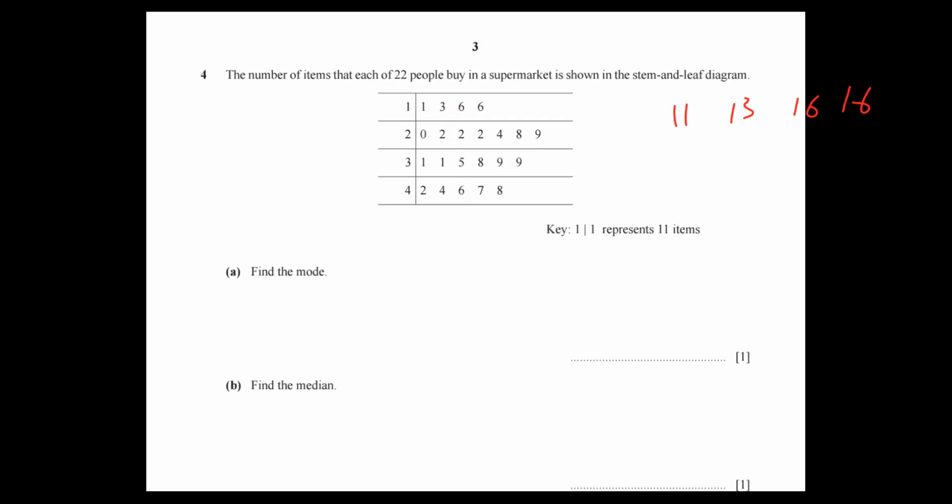You can see that 6 repeats 2 times, 9 repeats 2 times, 1 repeats 2 times, but this 2 repeats the maximum times. So it means this 2 from here and 2 from here. So 22. So 22 is the mode. And I think it is very clear because this 2 and this 2 are repeating the maximum.